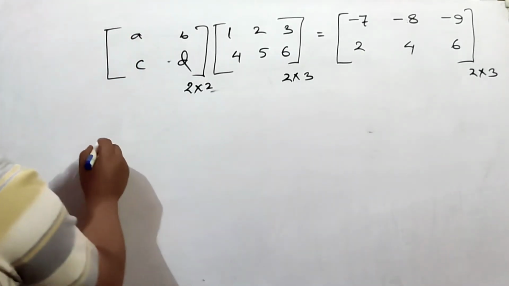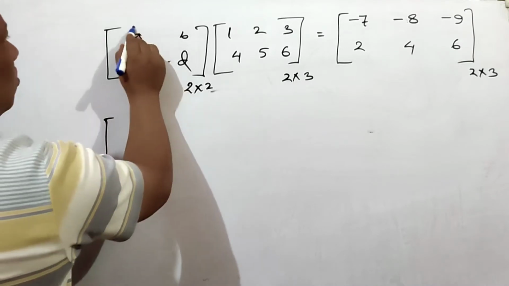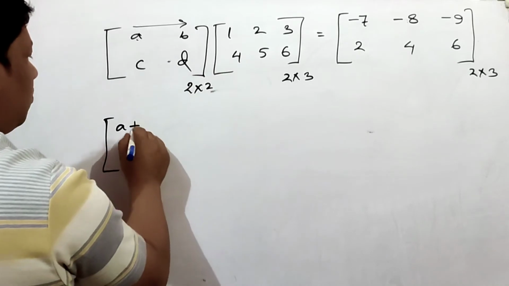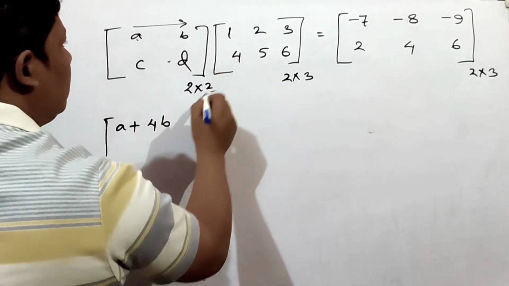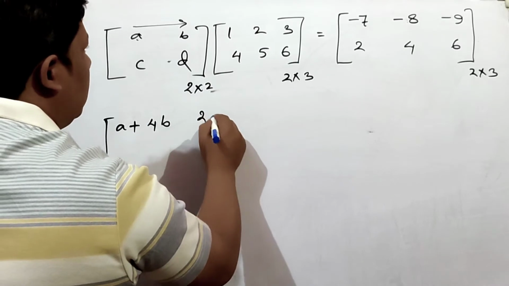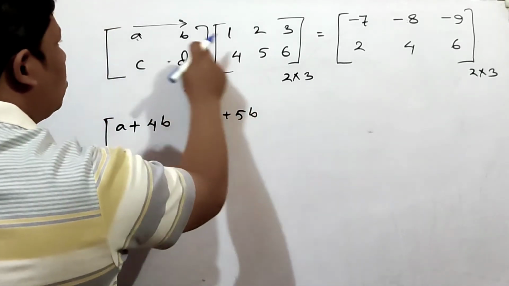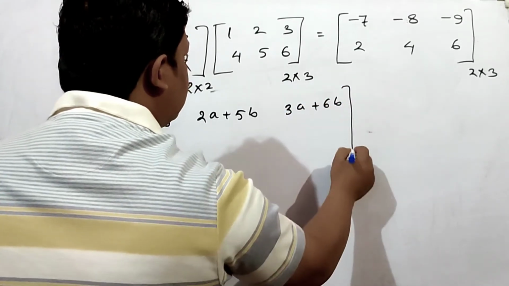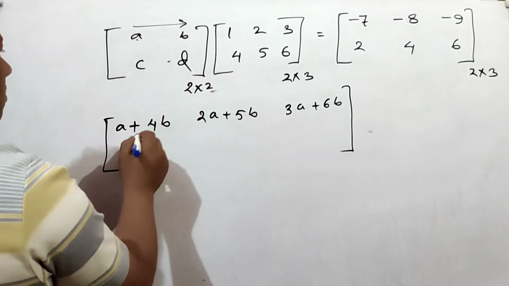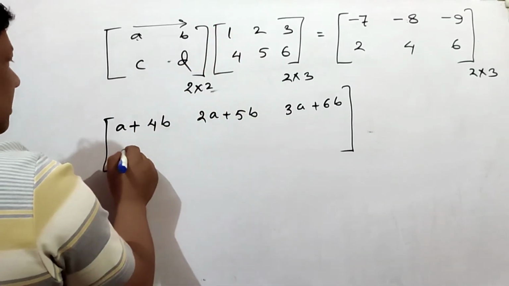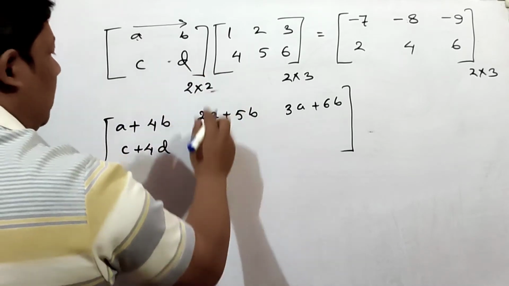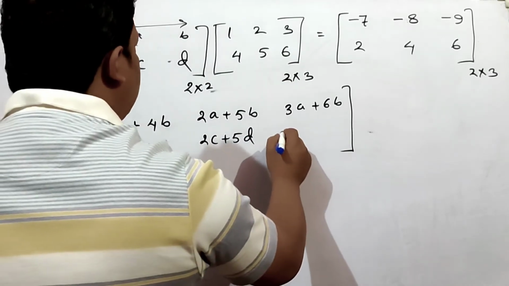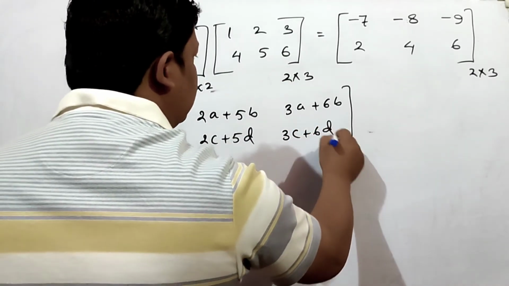Now you get this one. By product, you get row multiplied by column. This one a and this 2, again this 1, 2a plus 5b, again these two terms multiply, so you get 3a plus 6b. Again column, row and column multiply, c plus 4d, again 2c plus 5d, again row multiply, you get 3c plus 6d.